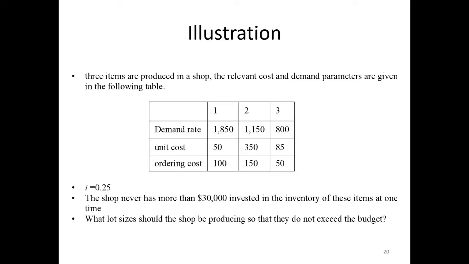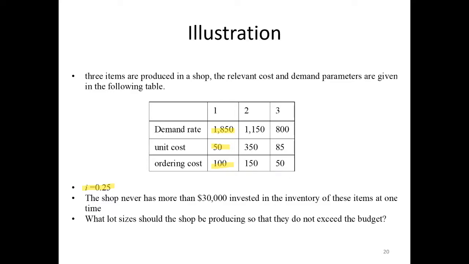Let us have an example to illustrate this idea. In this example, we have 3 items purchased in a shop. The relevant cost and demand parameters are given in the following table. So we are given the demand information, the unit cost, and the ordering cost for each item. And the cost of capital is 25%, and of course it's dollars per year.